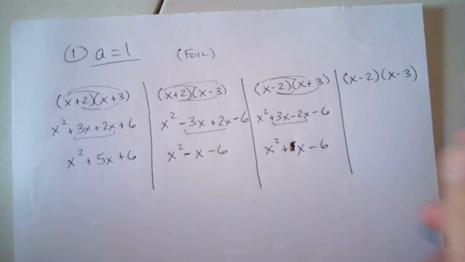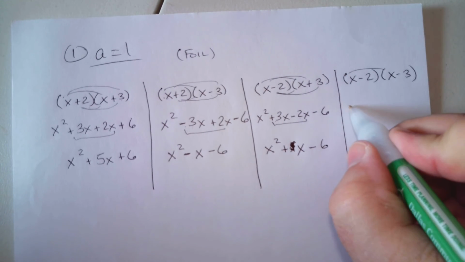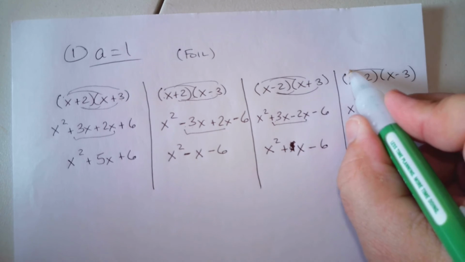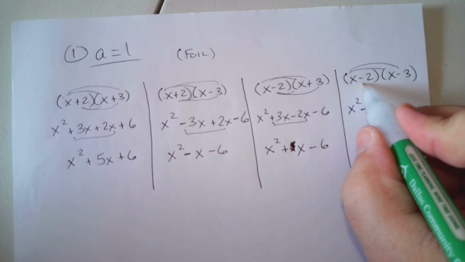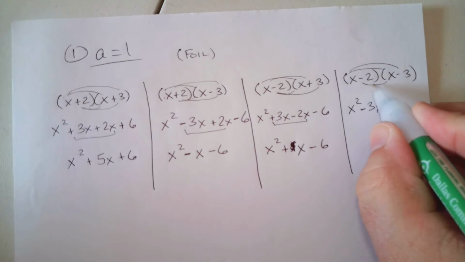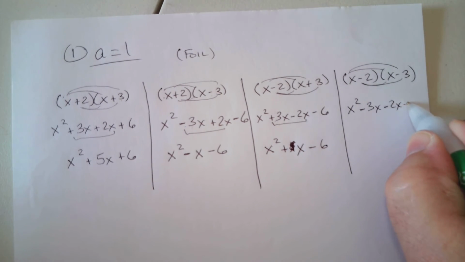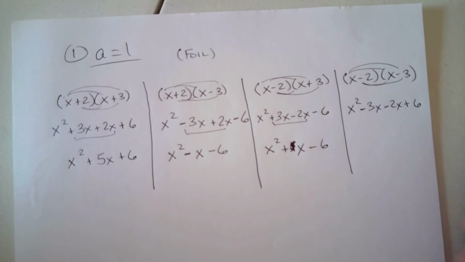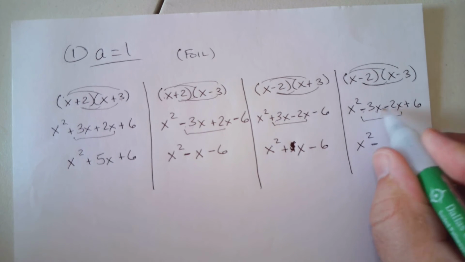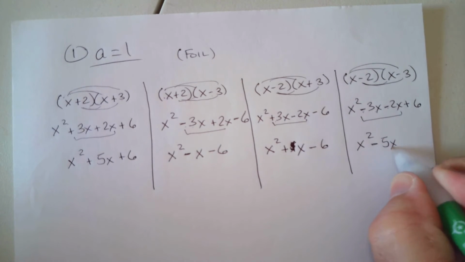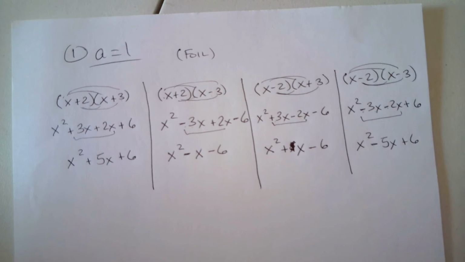That's an oops. X times x is x squared. Positive times negative is negative. 3 times x is 3x. Negative times positive is negative. 2 times x is 2x. Negative times negative is positive. 2 times 3 is 6. Combine like terms. They're both negative, so add them. 3 plus 2 is 5. Plus 6.